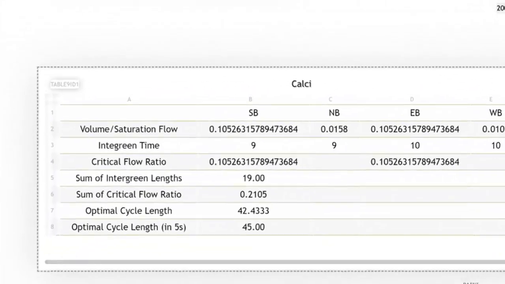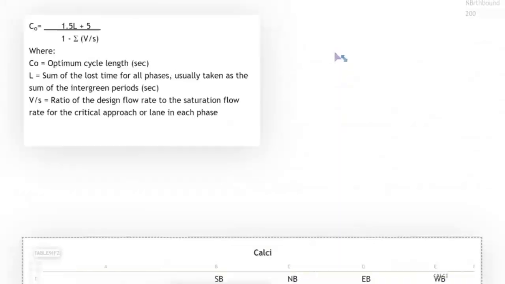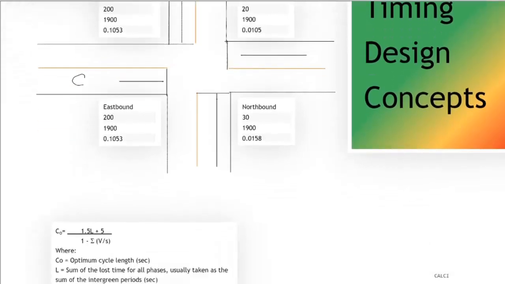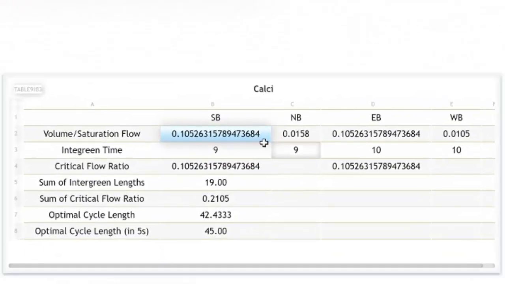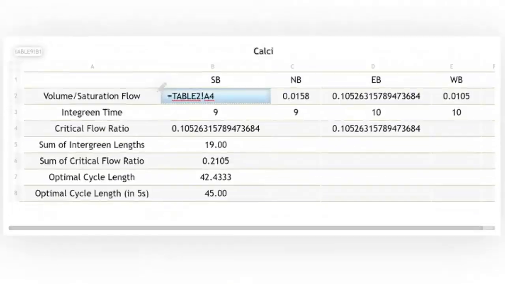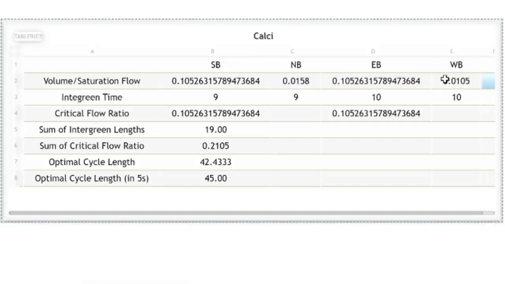So these are the westbound, eastbound, and northbound traffic. Now let's go to the calculation, where we are connecting each of this information to the appropriate cell. So for southbound, the volume to saturation ratio is 0.1053, as we have seen in the other tiny calc here. And northbound is given here, eastbound is given here, and the westbound is given here. We are referring to those original spreadsheets, by the way.